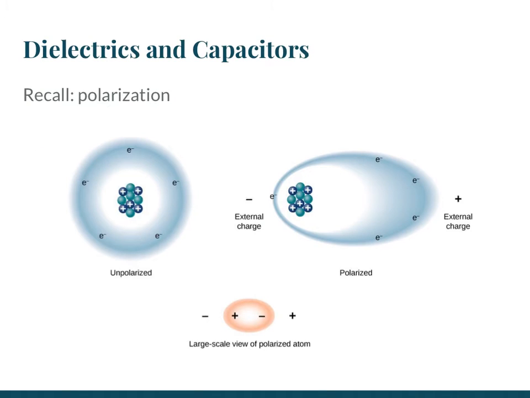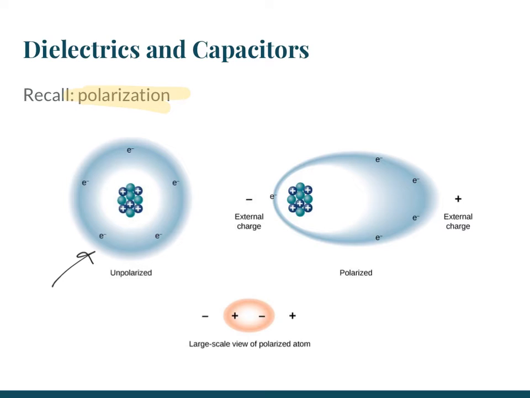All right, so next up we have dielectrics and how they affect capacitance. And to understand how this works, you have to go all the way back to thinking about polarization. So polarization, we learned about in the beginning. Polarization is where you take something that is neutrally charged, like a regular atom. If you look at this one, it's got the same number of protons and electrons, so it's neutral.